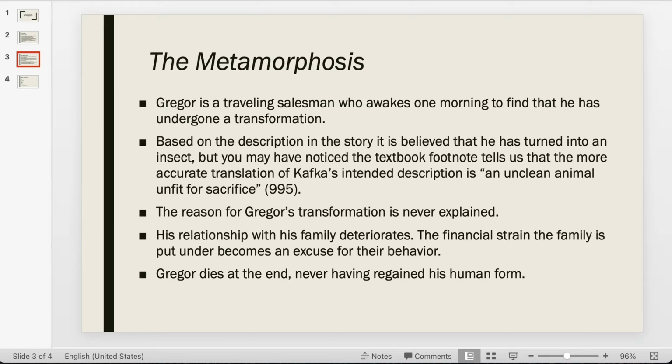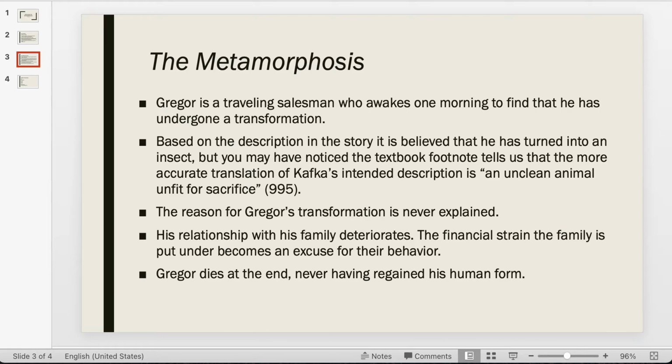In the original, Kafka described him as an unclean animal unfit for sacrifice, which could be a lot of things. Different cultures and different religions have different ideas of which animals they can and cannot sacrifice, so there's a lot of room for interpretation there. Again, if you pictured him as a cockroach or an ant, that's fine. If you want to picture some other kind of bug or creature, you can do that as well. In this text, Kafka's leaving it to the reader to come up with an interpretation. Unlike some of the other texts we've read, things aren't going to be as clear cut. The reader gets to project a little bit onto the text.